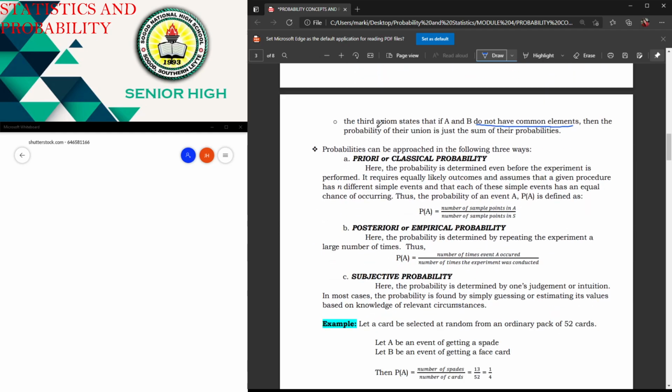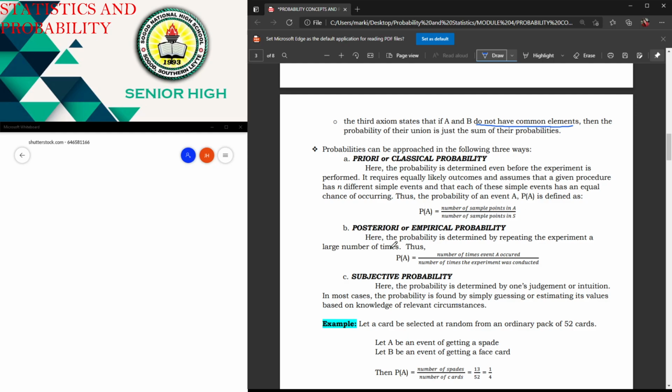Another thing is probabilities can be approached in the following three ways. Letter A, a priori or classical probability. Here, the probability is determined even before the experiment is performed. It requires equally likely outcomes and assumes that a given procedure has n different simple events and that each of these simple events has an equal chance of occurring. Thus, the probability of an event A, P(A), is defined as the number of sample points in A over the number of sample points in S. So that is what we call the a priori.